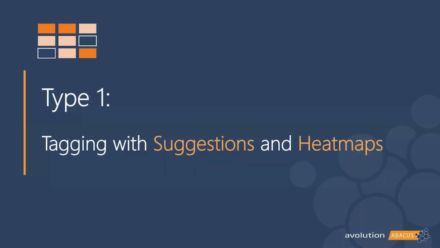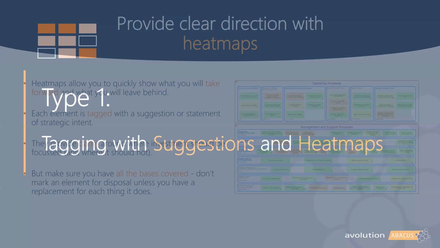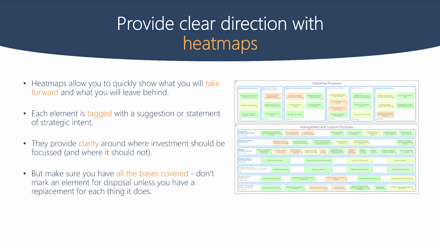So the first type we have here is tagging with suggestions and heat maps. Again, there are times when people may not consider this to be specifically a roadmap, but in our view, tagging things with recommendations or heat maps allows us to understand what's going to change within the organization.